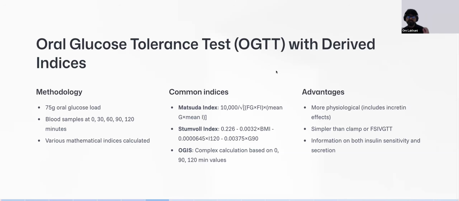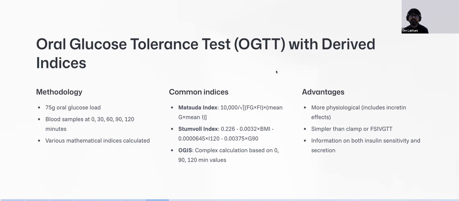And from that, there are many indices, but three which you commonly use. One is called the Matsuda index. Second is called the Stumvoll index. And third is called the OGIS, right? Again, these are complex calculations, more useful for research than clinical practice, but the Matsuda index has stood the test of time for research. So currently the best test to do for research for insulin resistance is the Matsuda index.